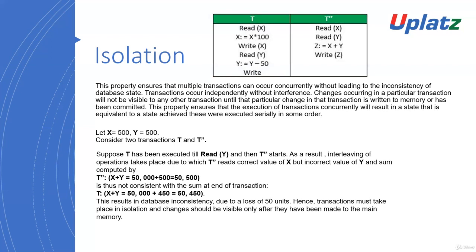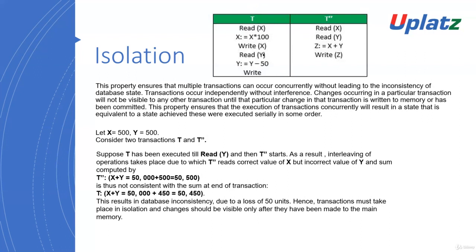At the same time, my T quote is also trying to read the same data. Here it was 500, even here it was 500. Here my value for X changed, which got updated to 50,000. Here my value for Y changed. Y was 500 rupees, so it read 500 rupees. Again back to transaction T.